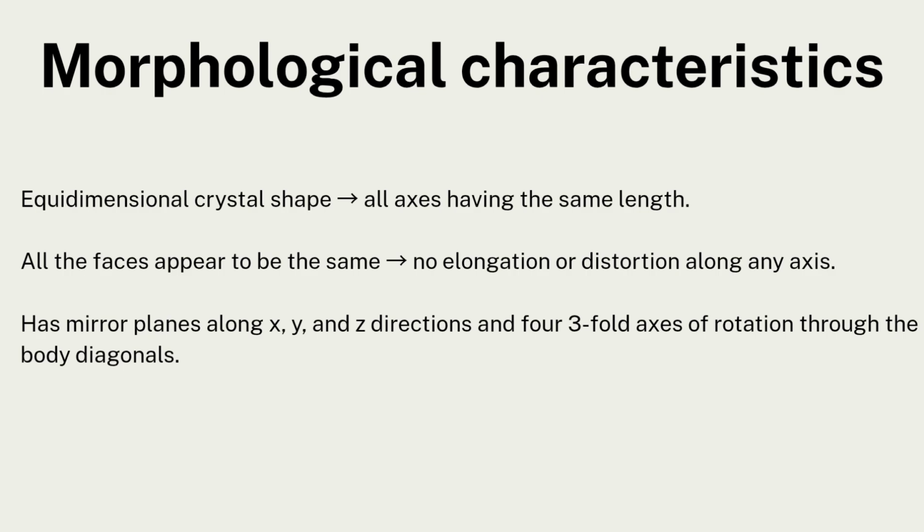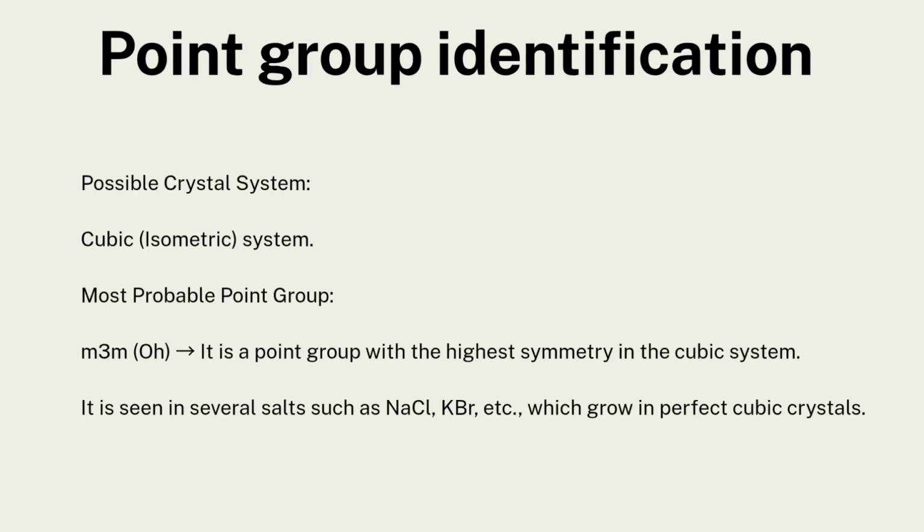The crystal has mirror planes along the x, y and z directions, which means if you cut the crystal through the middle along these axes, both halves would look like mirror images. It also has four threefold axes of rotation passing through the body diagonals. That means if you rotate the crystal by 120 degrees around these diagonals, the shape looks exactly the same again. This shows the high symmetry of the crystal structure.